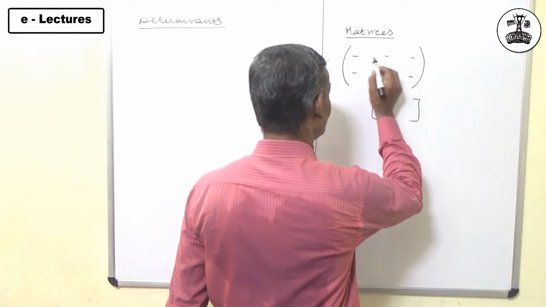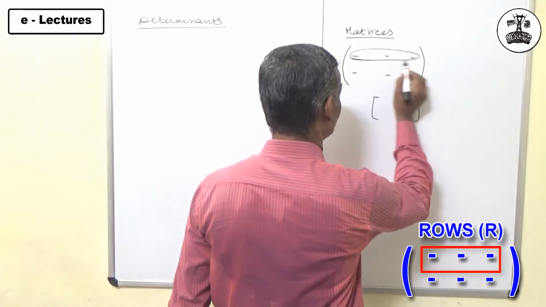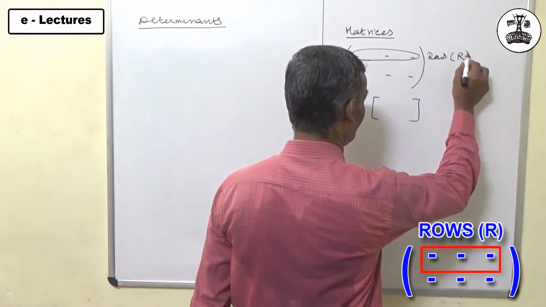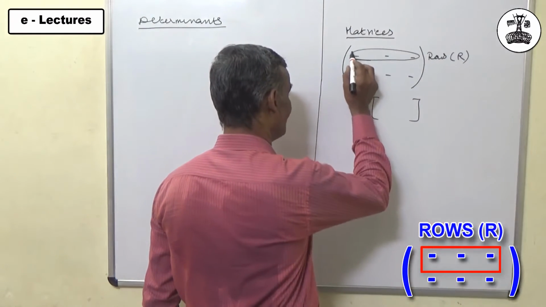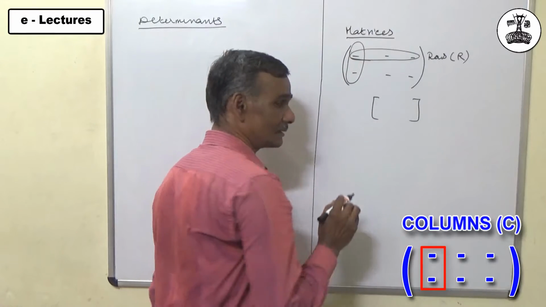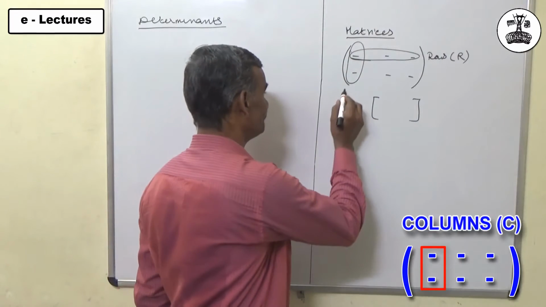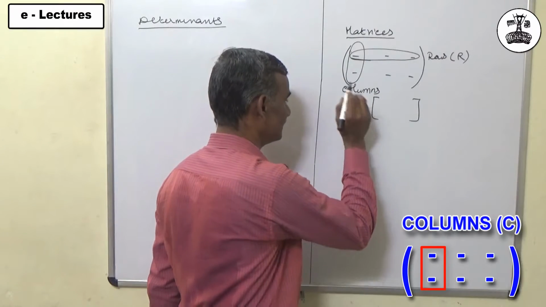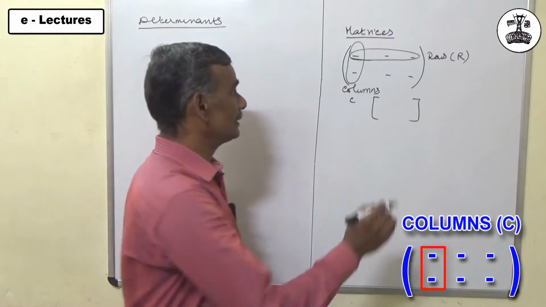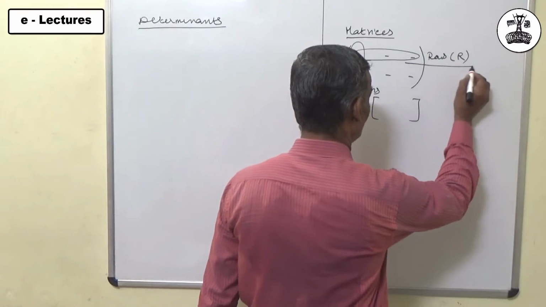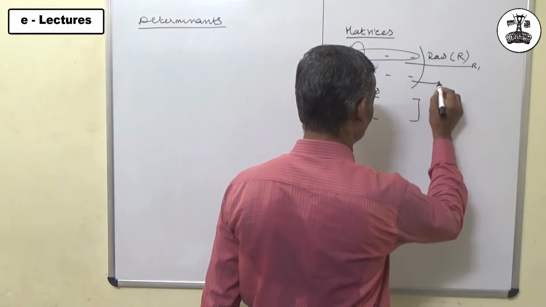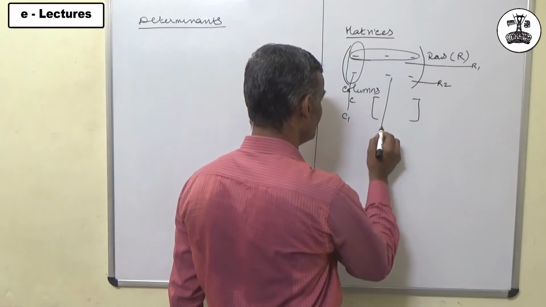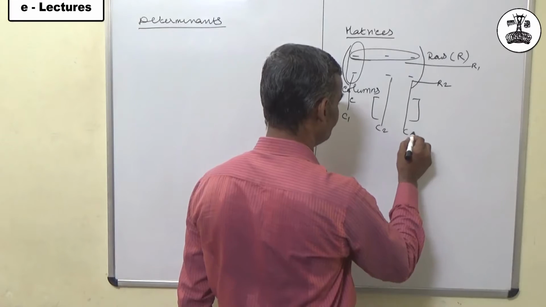The horizontal entries are called rows. It is denoted by the symbol R. The vertical entries are called columns. It is denoted by the symbol C. Here there are 2 rows, R1, R2, and 3 columns, C1, C2, C3.